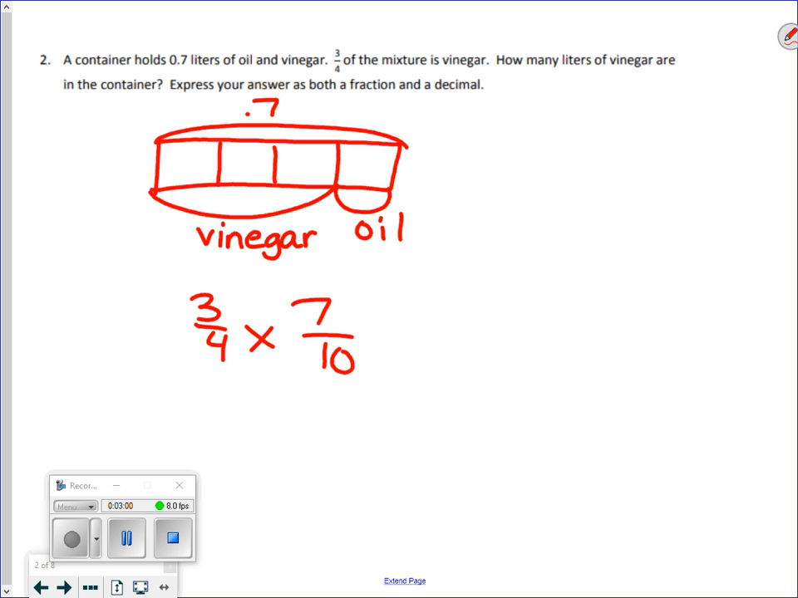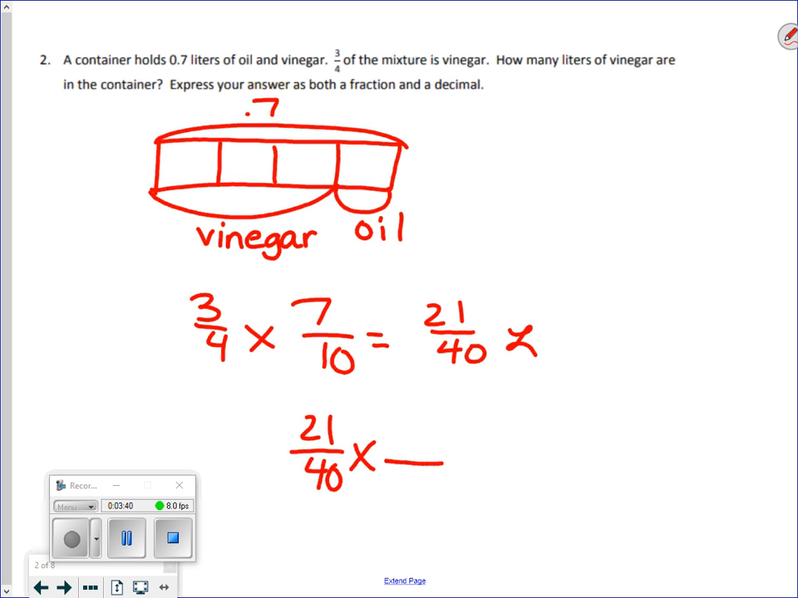So now you can go ahead and get your fraction form out. 3/4 of 7/10. And what do you get? 21/40 of a liter. Okay. Now we need to turn that into a decimal. And you're like, how on earth are we going to do that?